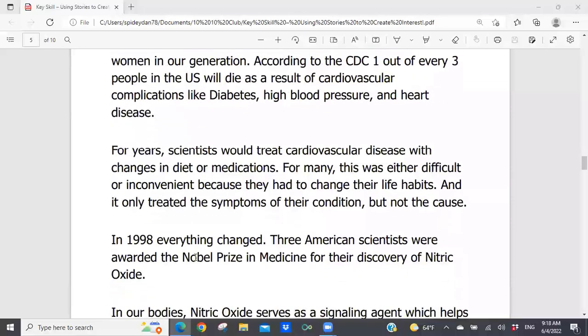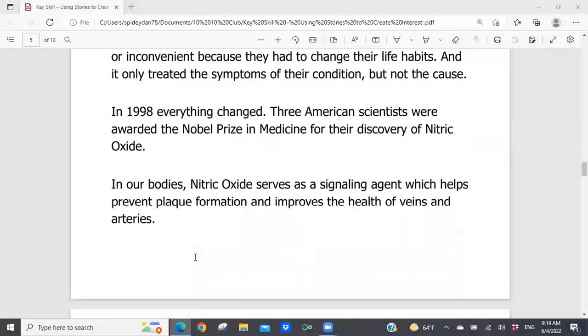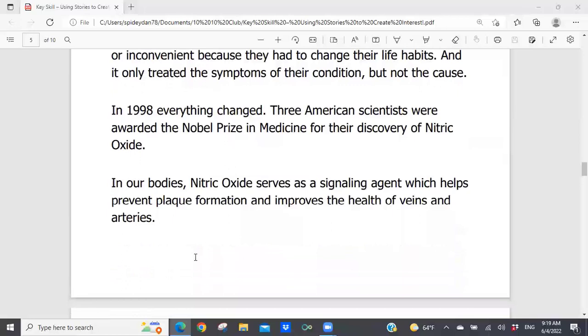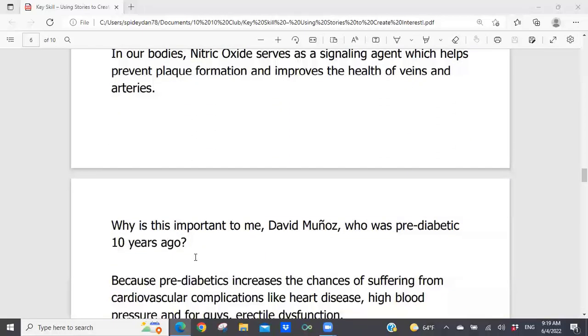For years, scientists would treat cardiovascular disease with changes in diet or medications. For many, this was either difficult or inconvenient because they had to change their life habits, and it only treated the symptoms of their condition, but not the cause. In 1998, everything changed. 3 American scientists were awarded the Nobel Prize in Medicine for the discovery of nitric oxide. In our bodies, nitric oxide serves as a signaling agent, which helps prevent plaque formation and improves the health of veins and arteries. Why is this important to me, David Munoz, who was pre-diabetic 10 years ago?